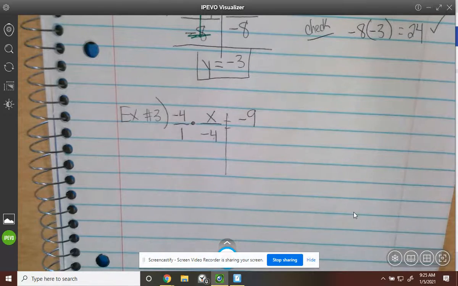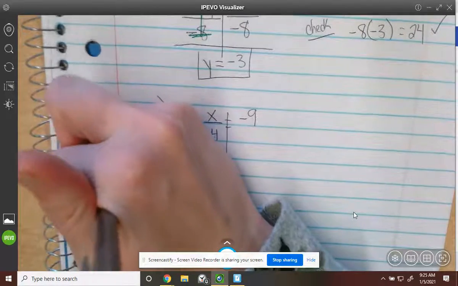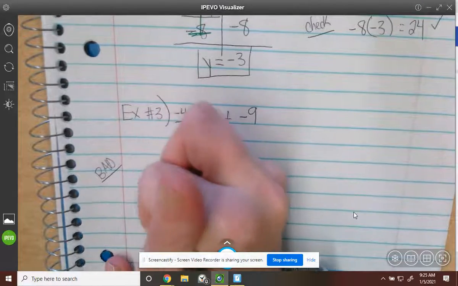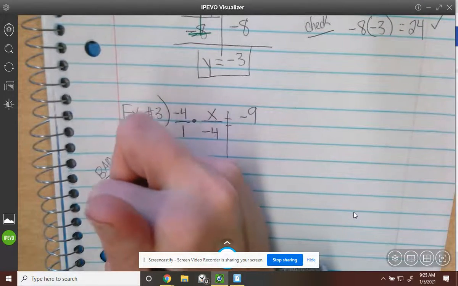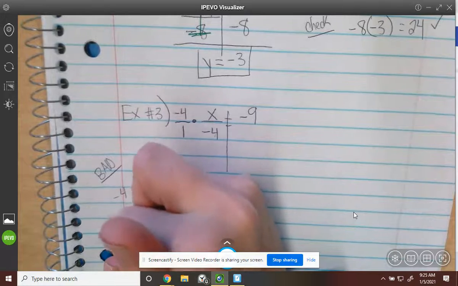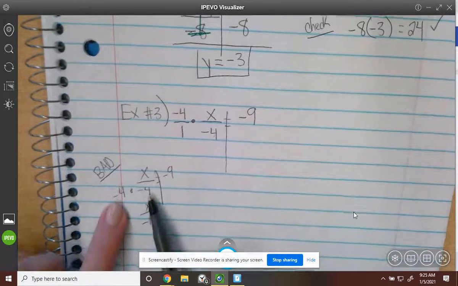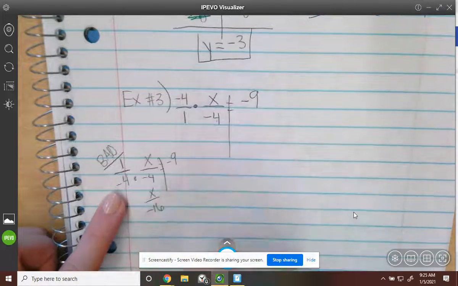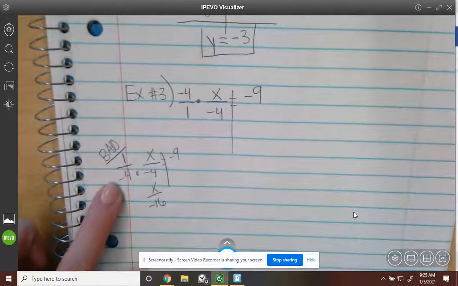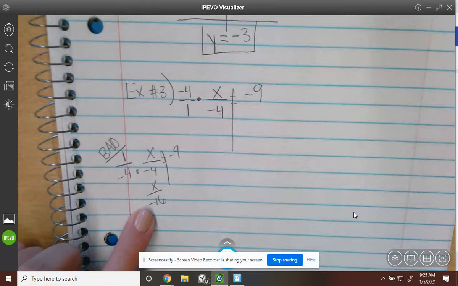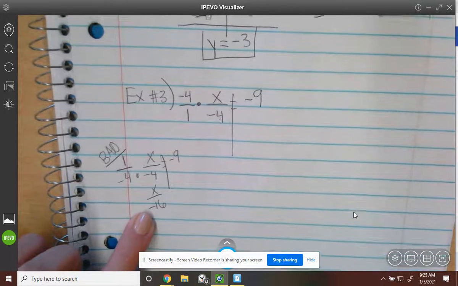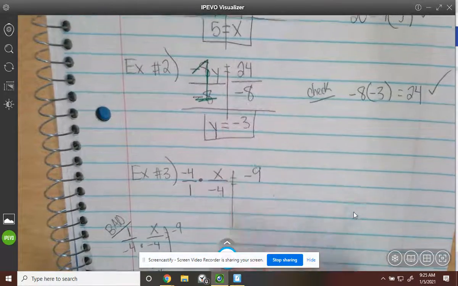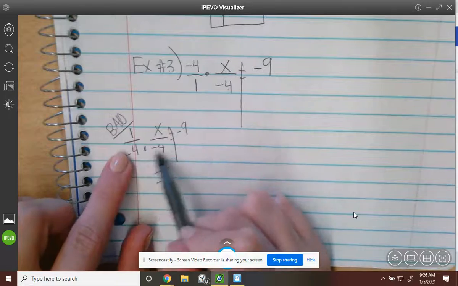Okay, this is what I don't want you to do. So this is bad. Don't even write this down, but I want you to see that this is what I see a lot. I see people do this. So they multiply by negative 4 here on the bottom, but really that means they're multiplying by a negative 1/4, which turns this into x over negative 16, which does not help us because our end goal is to get x, or the variable, completely by itself. Okay, so don't multiply it on the bottom.